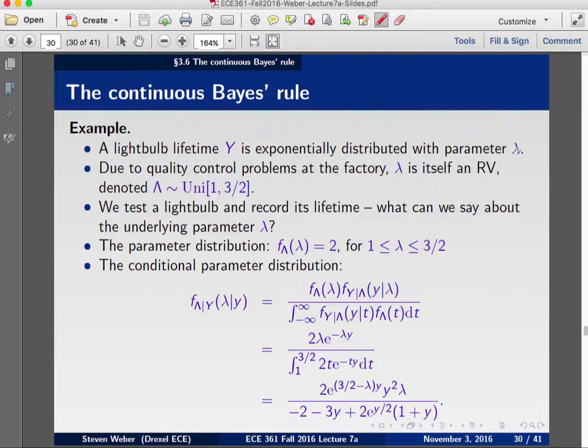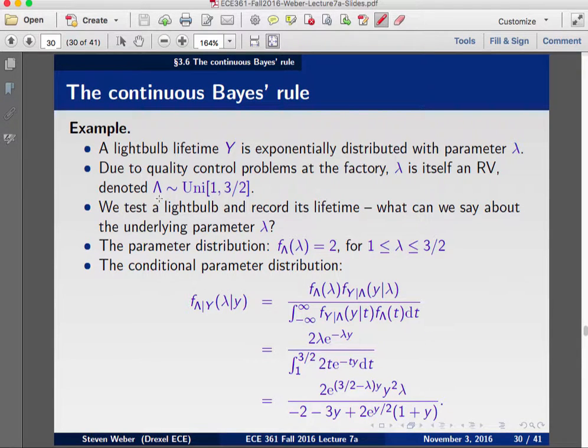So what we're going to assume in this setting is that, due to some quality control problems at the factory where the light bulbs are produced, lambda, the quality parameter of the light bulb, is itself a random variable. Namely, capital Lambda is random and is uniformly distributed between 1 and 1.5. Again, remember that smaller values of lambda correspond to lifetimes that are larger, and larger values of lambda correspond to lifetimes that are shorter.